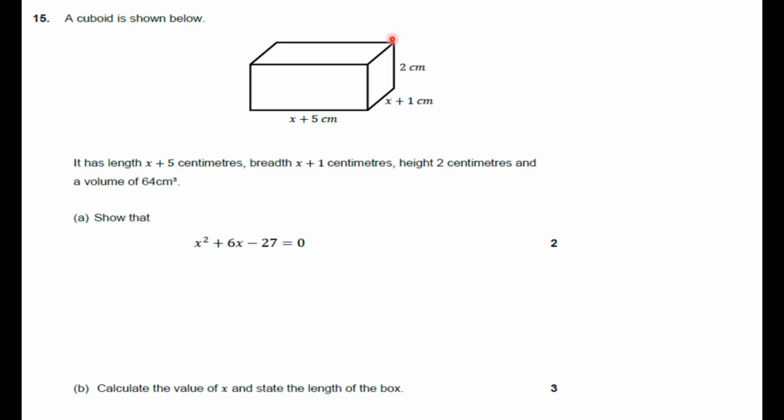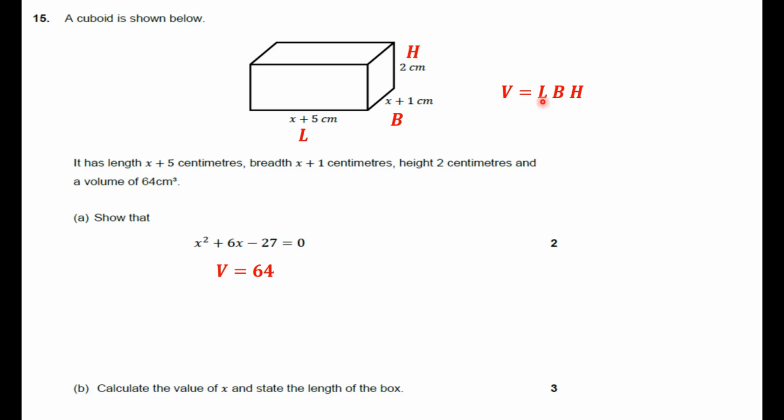We have a cuboid and we have to show this. Well, let's look at this information. It says the length is x plus 5. That's the length L. The breadth is x plus 1, that's B, and the height is 2, H. Now, we're told the volume is 64, so we're going to have to work out the volume. There's the law for the volume, LBH. So we know that the volume is 64.